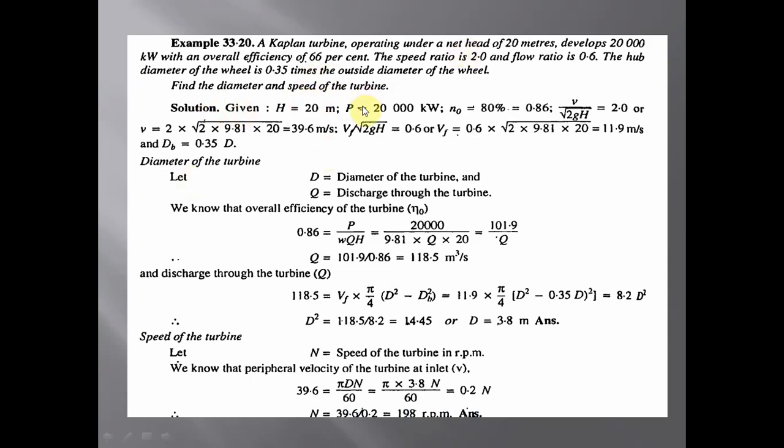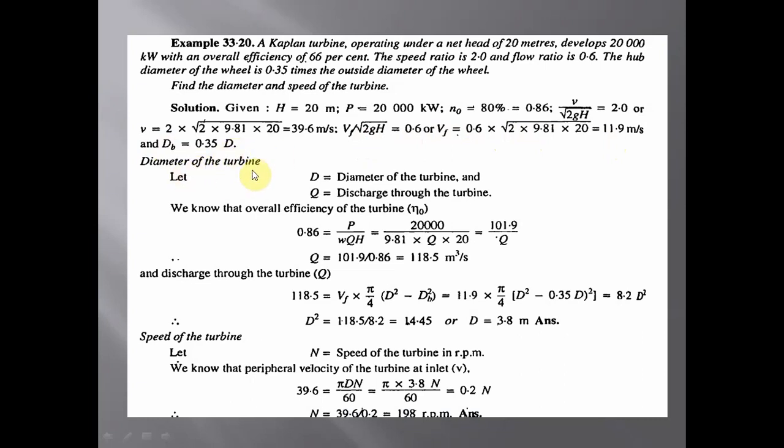H is equal to 20 meters, P equal to 20,000 kilowatt, overall efficiency is 0.86. Next, V divided by root of 2gH is equal to 2, or V equal to 2 root of 2 into 9.81 into 20, that is 39.6 meters per second. Vf upon root of 2gH is equal to 0.6, or Vf is equal to 0.6 into root of 2 into 9.81 into 20, that is 7.9 meters per second. And Db is equal to 0.35 times of the D, that is diameter.